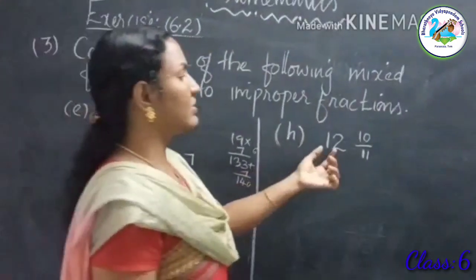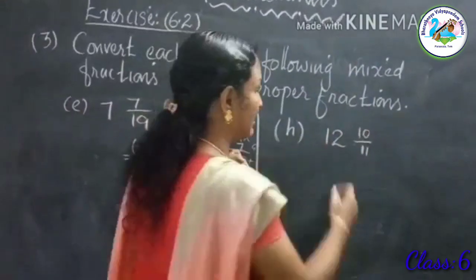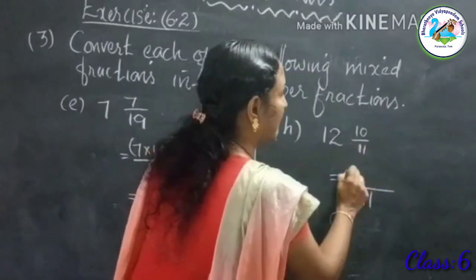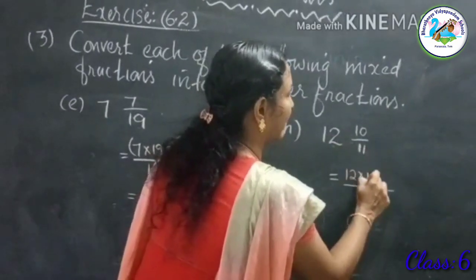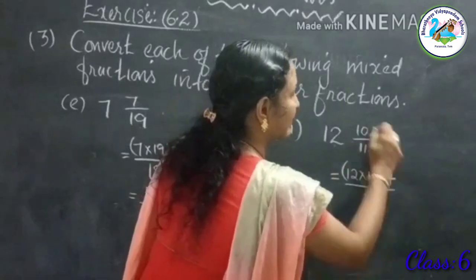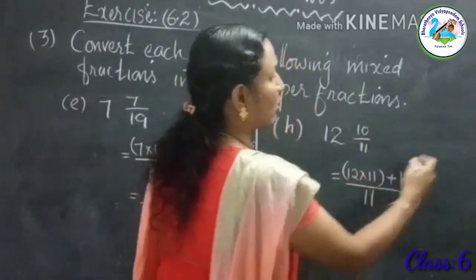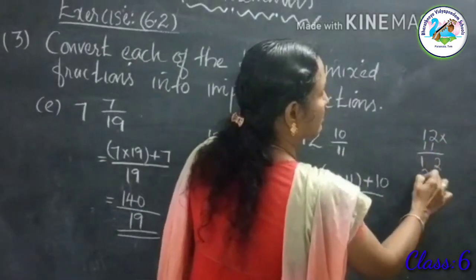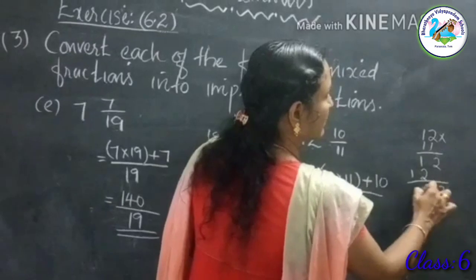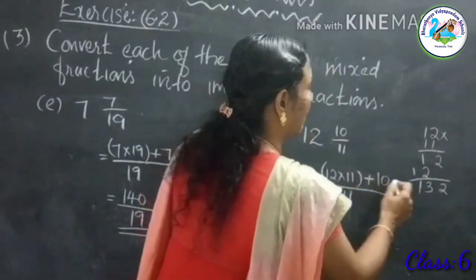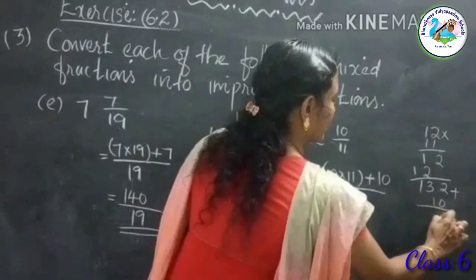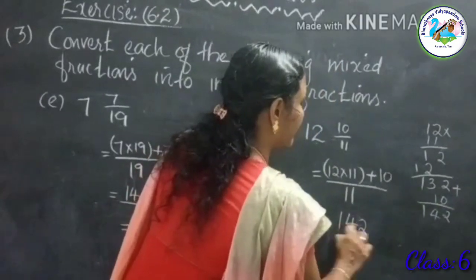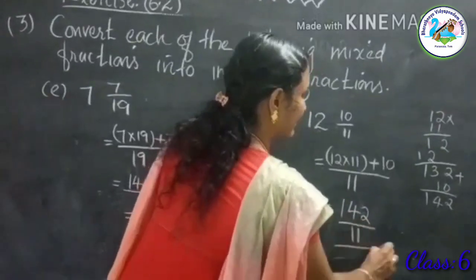The next one, 12 and 10 by 11 is equal to, 11 in the denominator. Multiplying 12 and 11, plus 10. 12 into 11: 2 ones are 2, 1 twelve is 12, so 132. 132 plus 10, 142. 142 divided by 11.